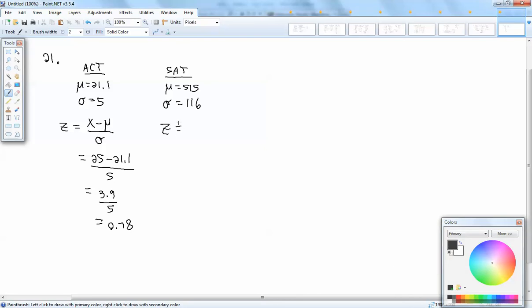That was part A. Part B says find a z-score for an SAT score. And again, that's going to be x minus mu over sigma. And so we got 650 minus 515 over 116. So let's see what that gives us. 650 minus 515, 135. Divide by 116, 1.16.